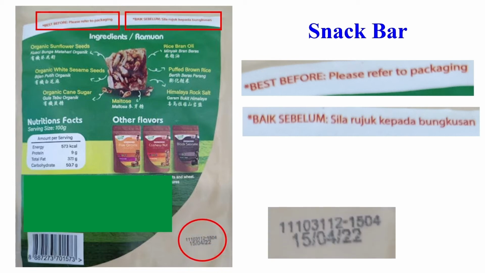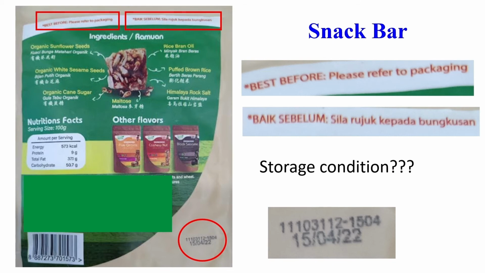Is it correct? Yes, it's date, month, and year: 15th of April 2022. The best before date refers to the quality. But I can't find any storage conditions on the packaging. Oh my goodness.